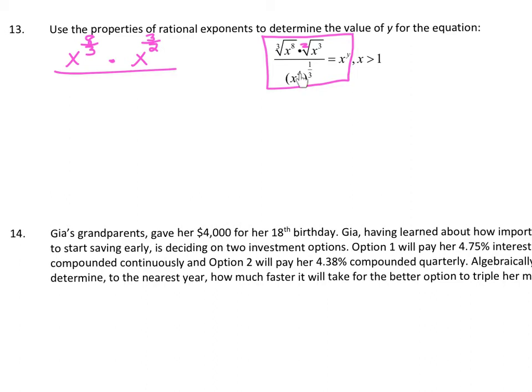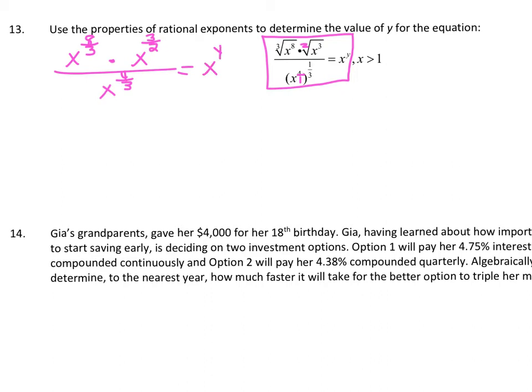And then on the bottom, if you have a power being raised to another power, just like in the last question, we're going to put that over 1, and you multiply your exponents. So we're going to have x to the 4/3 power. Okay, and then I'm just going to bring down the right-hand side of the equation, x to the y.